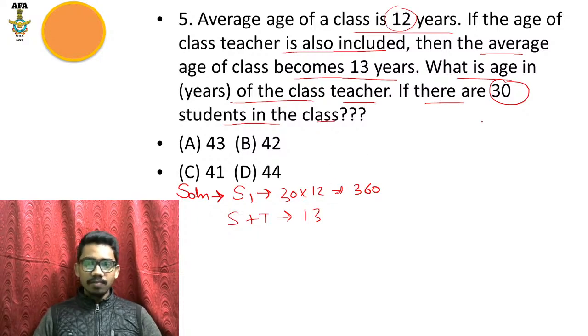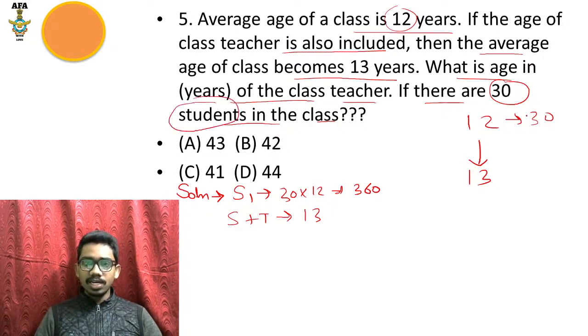See, the average was 12. The average increased to 13. And how many students are there? There are 30 students. So if each number increases by 1, then the average will also increase by 1. So if there are 30 numbers, in case of 30 students, and each number increases by 1, then the average will also increase by 1. So the total is also increased by 30.